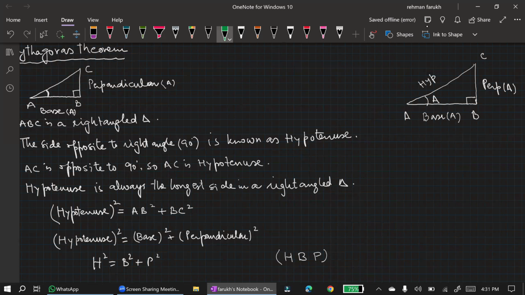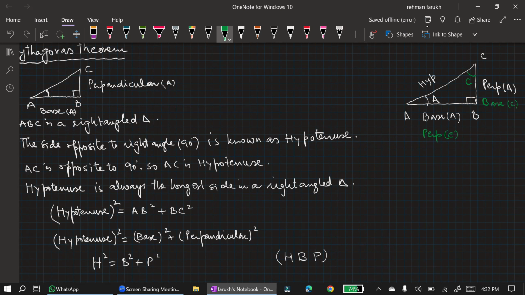Which side is opposite to C? AB. With reference to C, the perpendicular is AB. This side is the perpendicular with reference to C, and the third side is the base with reference to C. It depends upon the selection of the angle.